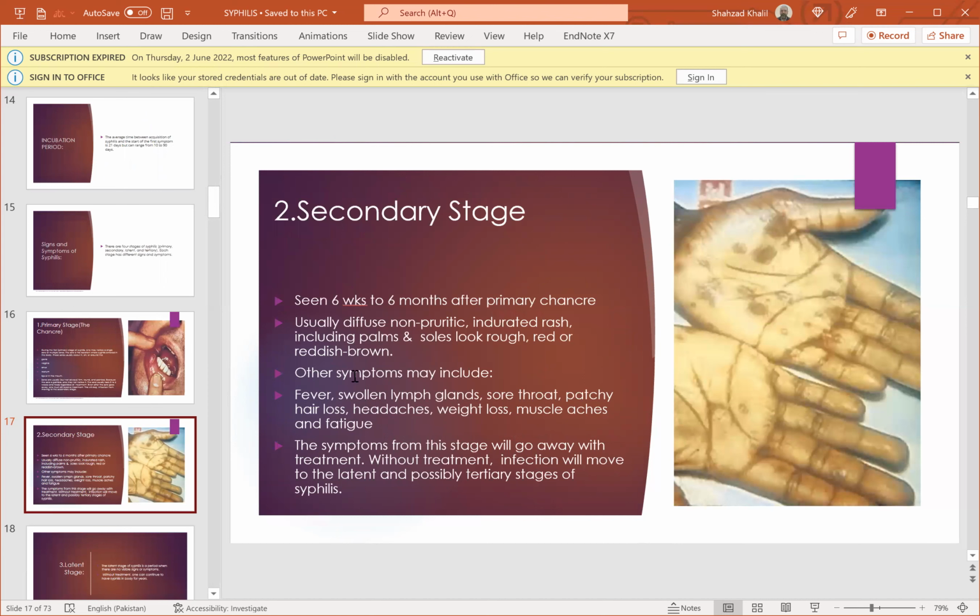Secondary stage. It is seen 6 weeks to 6 months after primary chancre. Usually a diffuse, non-pruritic, indurated rash, including palms and soles, looks rough, red, or reddish brown. Other symptoms may include fever, swollen lymph nodes, sore throat, patchy hair loss, headaches, weight loss, muscle aches, and fatigue. The symptoms from this stage will go away with treatment. Without treatment, infection will move to the latent and possibly tertiary stage of syphilis.